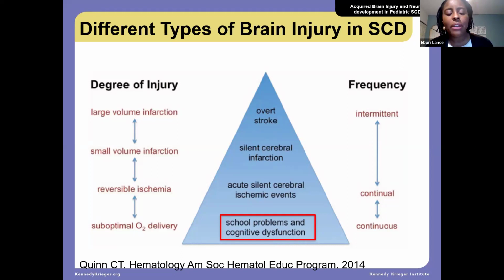And then at the bottom of the graph is what I see most commonly in my clinic for children with sickle cell disease and neurodevelopmental disorders, and that's children with school problems and cognitive dysfunction. We think this is due to suboptimal oxygen delivery, related in part to anemia that these children experience. But also there are some other factors at play that we think are affecting this, things like inflammation and other things that have not been completely explored quite yet.